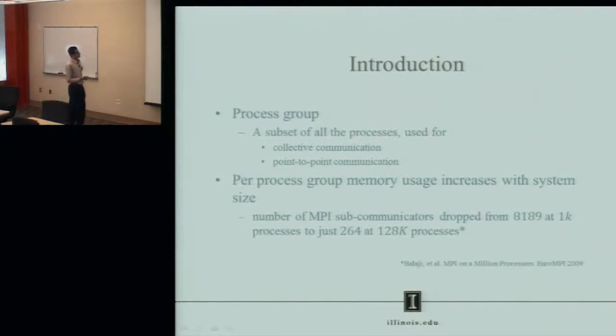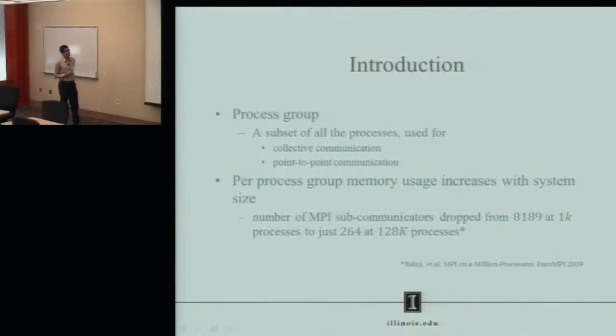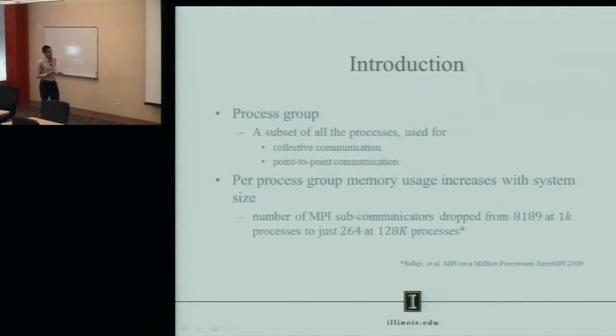So the problem with the current existing methods to store and to create process groups is that they use a lot of memory. Basically the memory usage increases linearly with the system size, and this definitely is a scalability limit. For example, in one of the recent reports by Balaji and others on MPI on 1 million processes, they reported that the number of MPI sub-communicators that can exist simultaneously dropped from 8200 at 1K processes to just 264 at 128K processes.